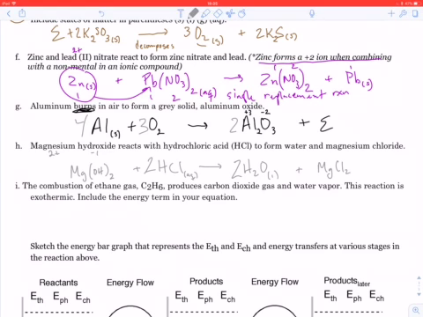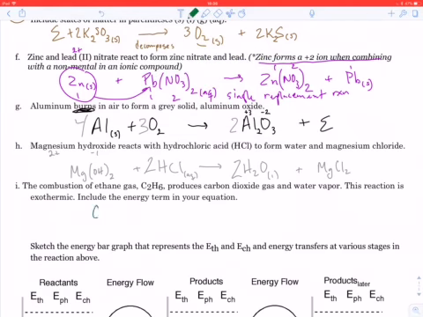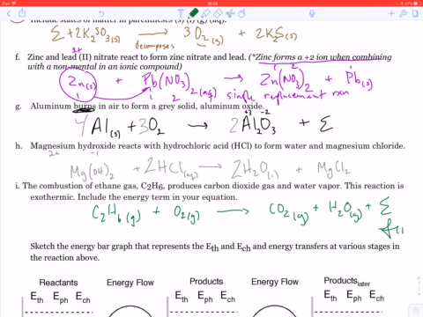And finally, the combustion of ethane gas, C2H6, produces carbon dioxide gas and water vapor, as do all of the combustion reactions we're discussing. C2H6 is a gas plus O2. Why am I adding that? Because its combustion will produce CO2, a gas, plus H2O, a gas, plus energy because it is fire.